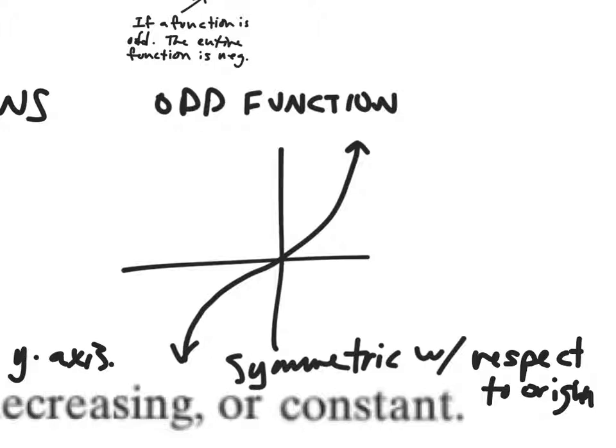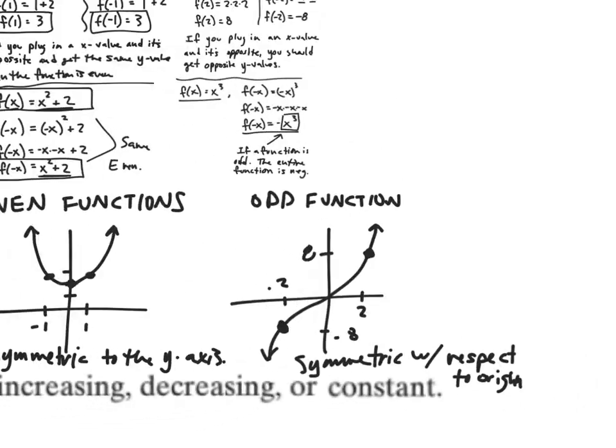Okay, and so if I plug in 2, remember we get 8. If I plug in negative 2, we get negative 8. My graph doesn't look very good, but you get the idea. And so that's how I know. So that's that.